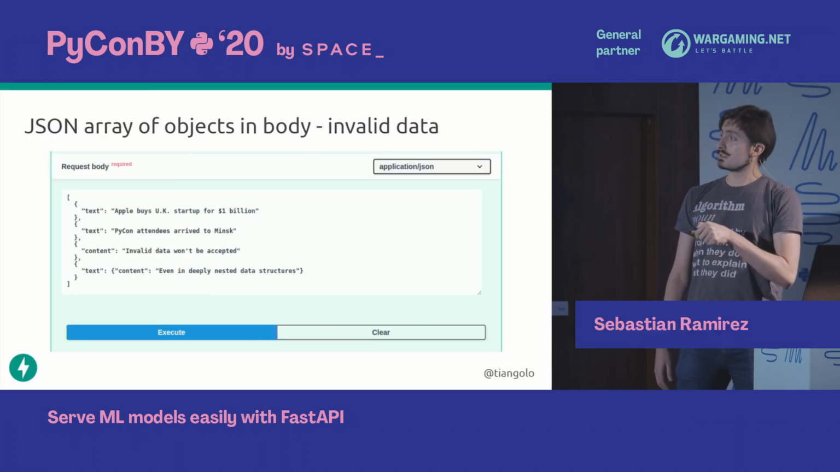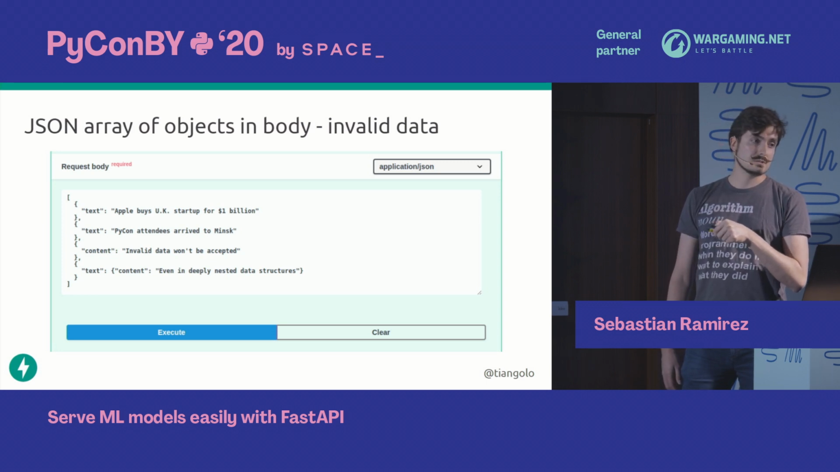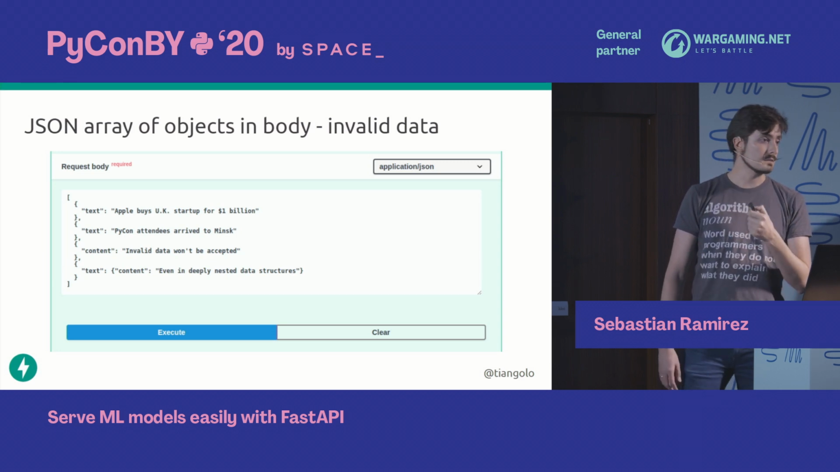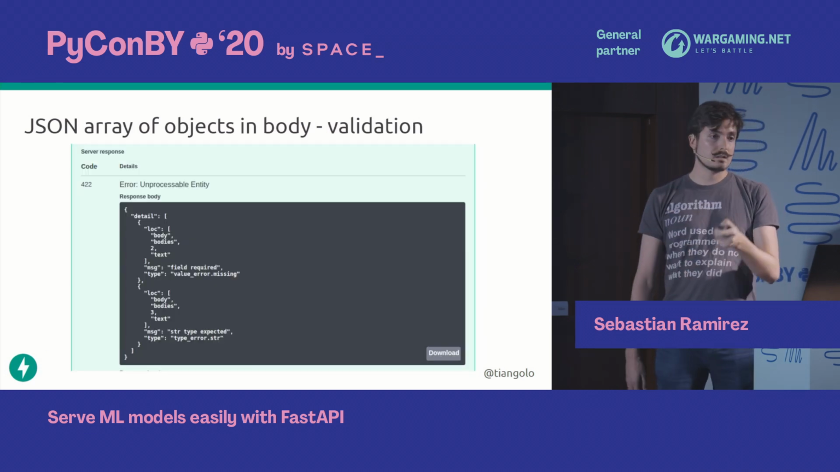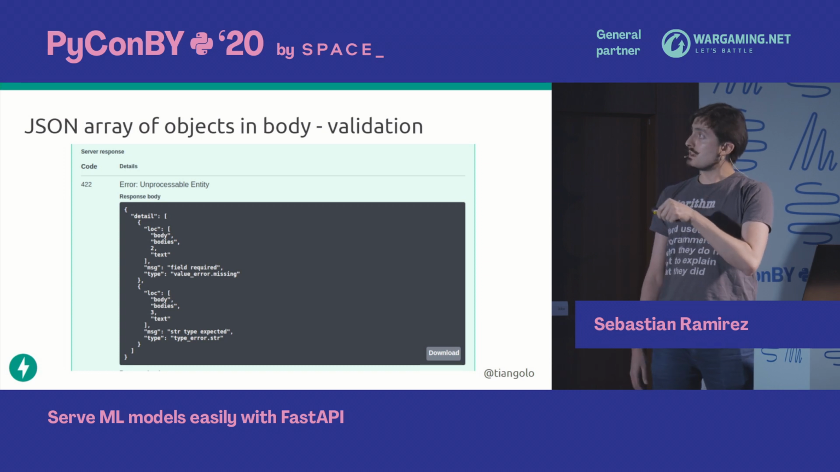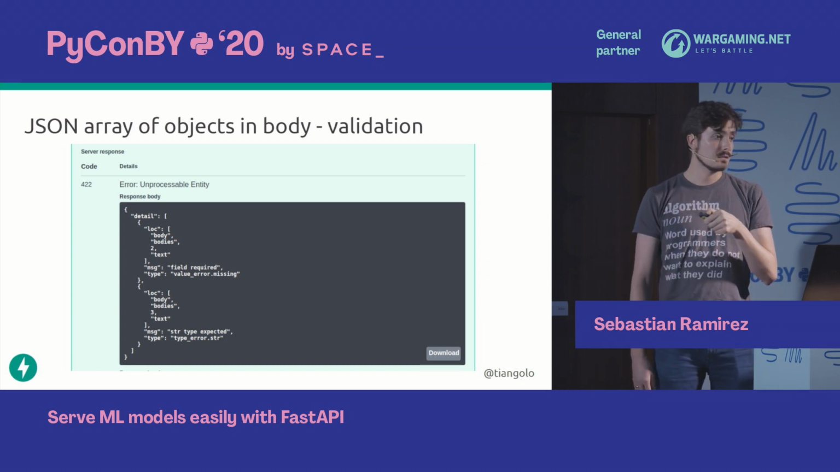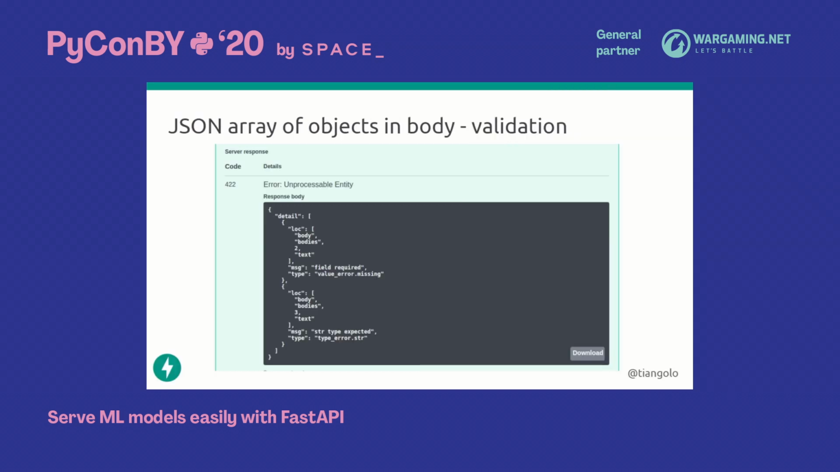And then we can also say, yeah, this one has the key text, but the data is not what we say that we will receive. This is not a string. This is another dictionary or another JSON object. If we send that, we will receive automatically an error telling us exactly where the validation was broken, where our data was broken.